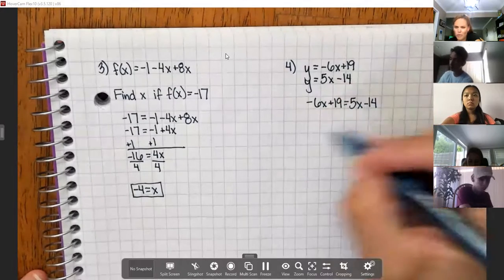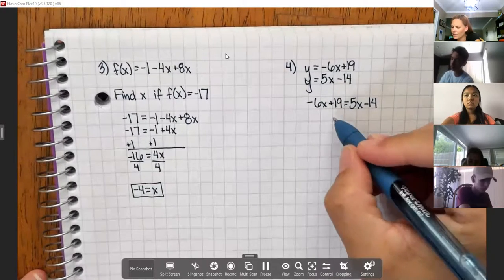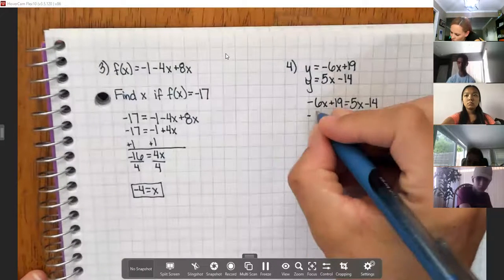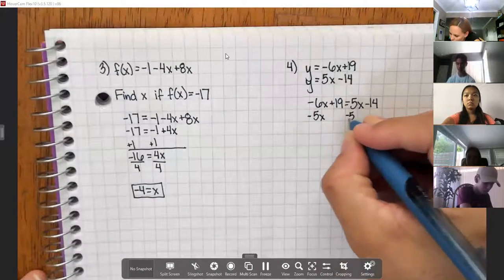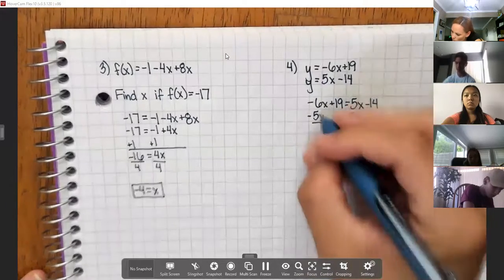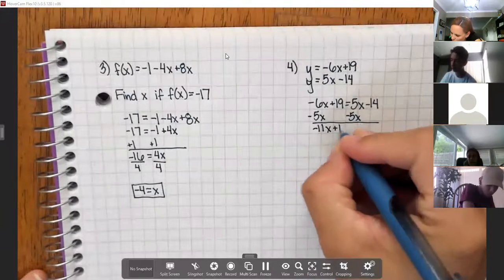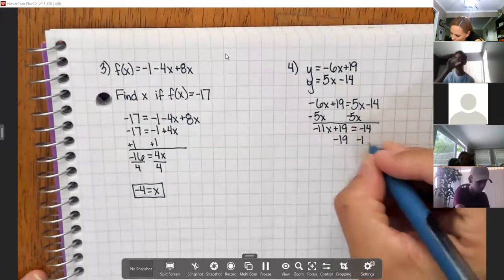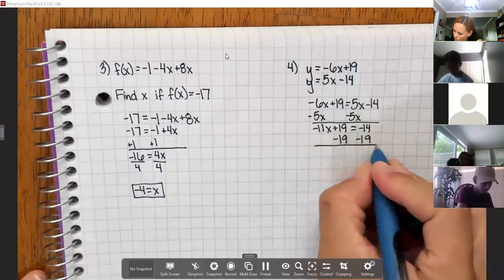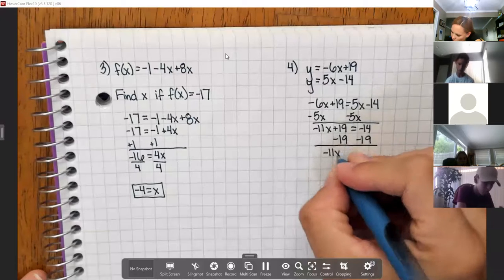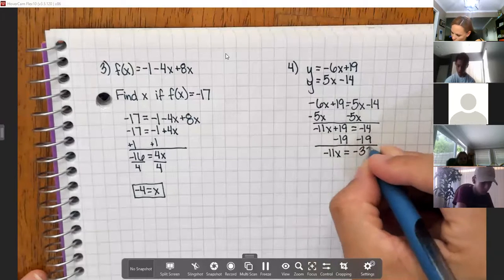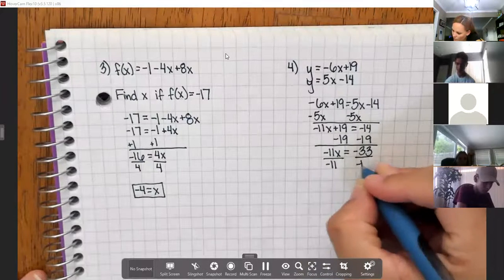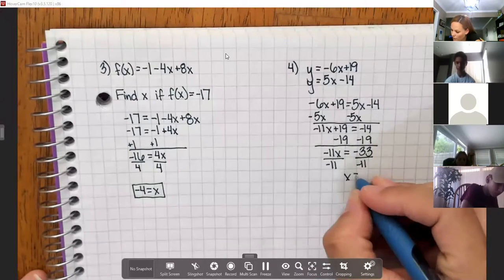So remember you can do any of 4 things. You can add 6x, subtract 19, subtract 5x, or add 14 to both sides. I'm just gonna subtract 5x. -11x plus 19 equals -14. If I subtract 19, then -11x equals -33. Divide by -11, and I get x is equal to 3.